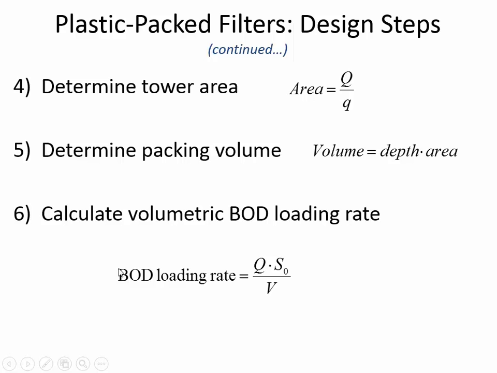Okay, so after you've done that, then the tower area is just the hydraulic loading rate and taking into account the flow rate Q. That's how you find the cross-sectional area of the tower. And then the volume, the packing volume, would just be the 4 meters of depth multiplied by the area that you find in step 4. And then the BOD loading rate is the inflow substrate concentration, S naught, times the liquid flow rate divided by the volume. So those are the steps for the third homework problem.